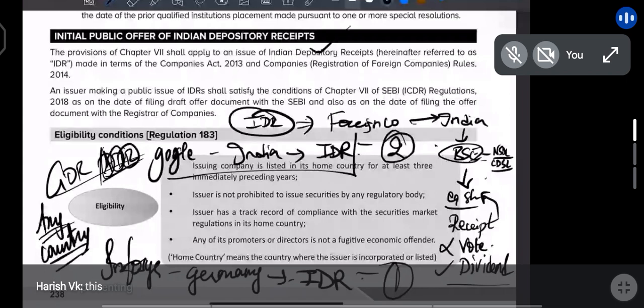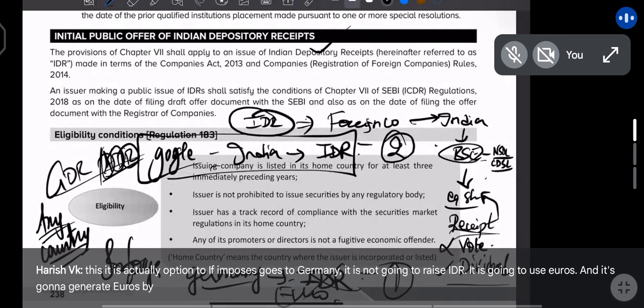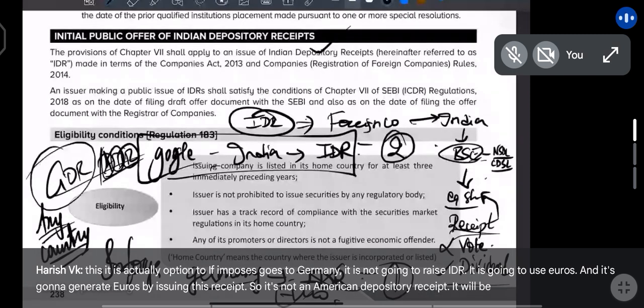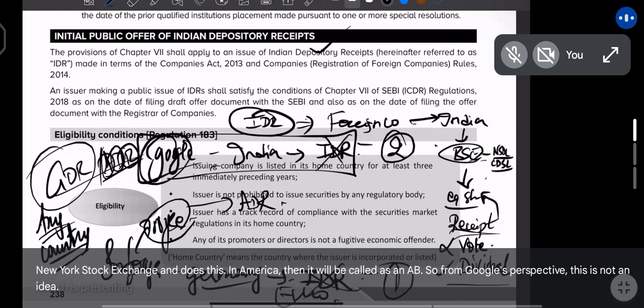It is actually option 2. If Infosys goes to Germany, it is not going to raise IDR. It is going to use euros and it is going to generate euros by issuing this receipt. So it's not an American depository receipt, it will be a GDR. If Infosys goes to New York Stock Exchange and does this in America, then it will be called as an ADR. So from Google's perspective, this is not an IDR.